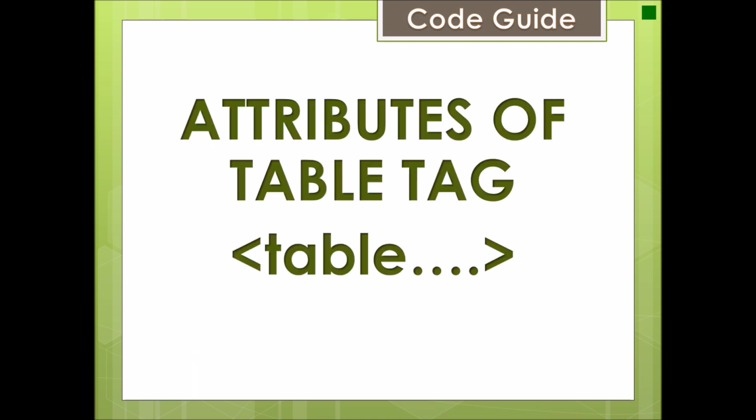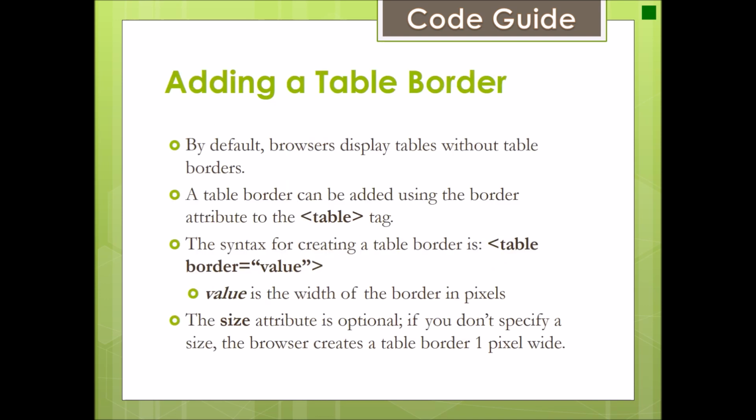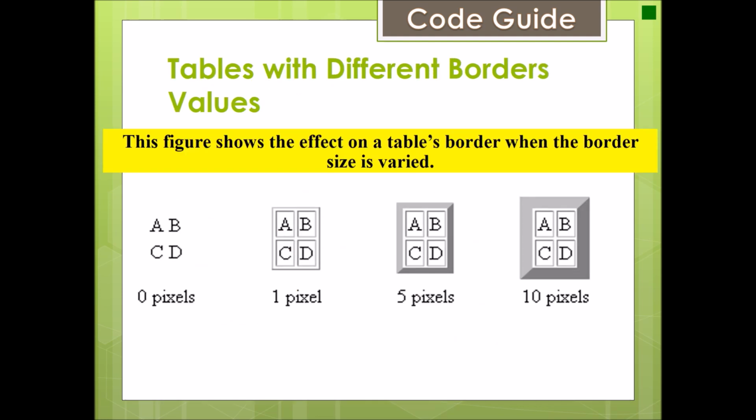Now we will discuss the attributes of the table tag. First, by default, a browser displays a table without borders. A table border can be added using the border attribute by giving some value. The value is the width of the border in pixels. The size value is optional. If you don't specify it, the browser creates a table border 1 pixel wide.